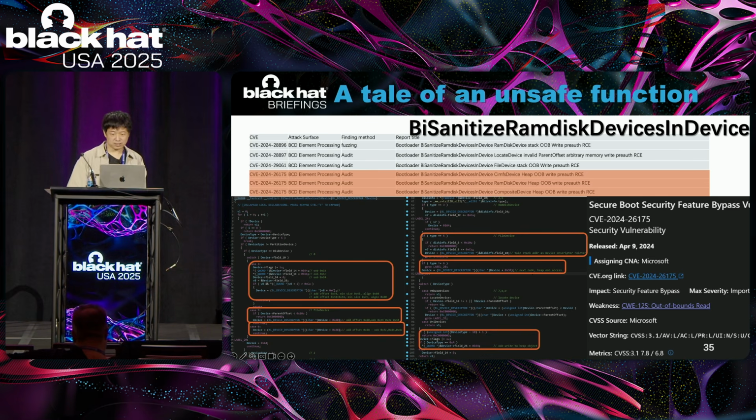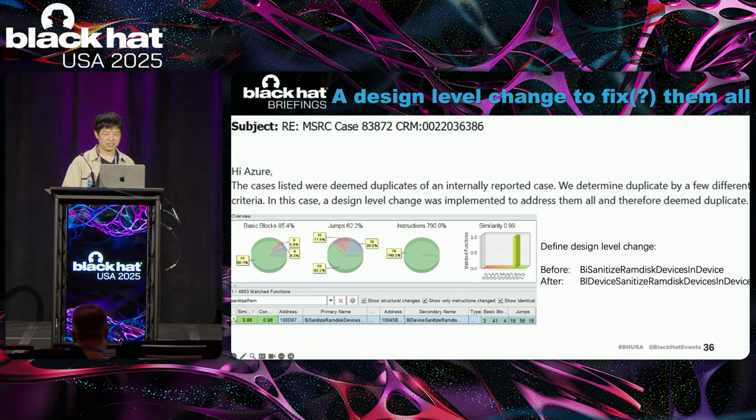But MSRC told me that this 3 report is a duplicate of an internal report. And that internal report gets CVE-2024-26175 assigned. In fact, this CVE is acknowledged and fixed in April 2024. They clarify that they have implemented a design level change to address them all. So I asked BinDiff, where does the engineering team implement this design level change?